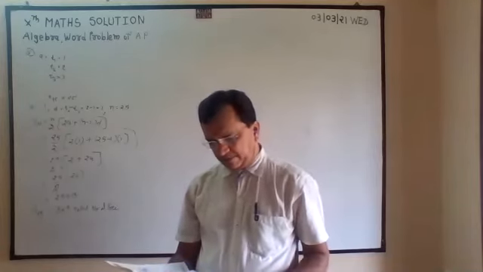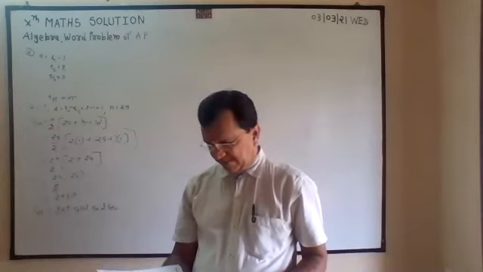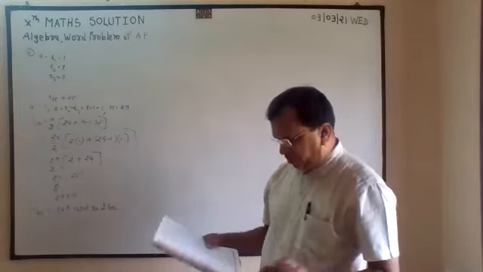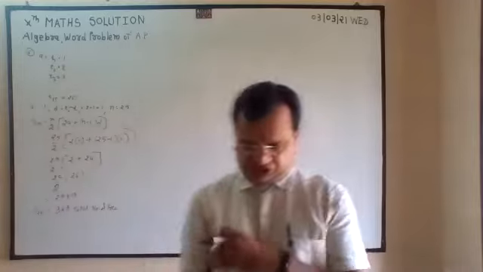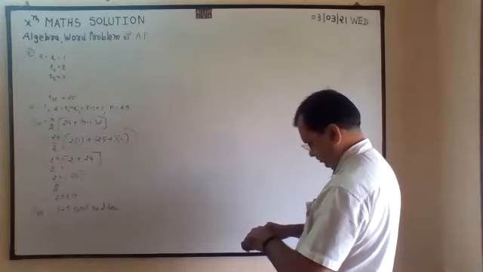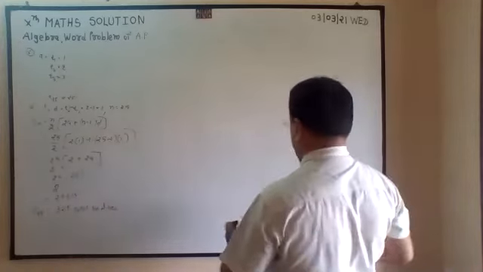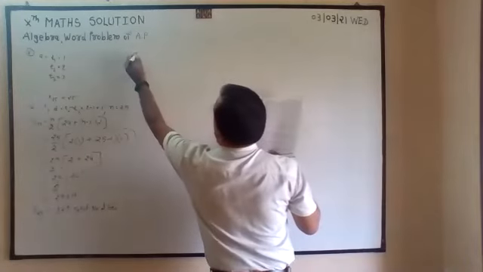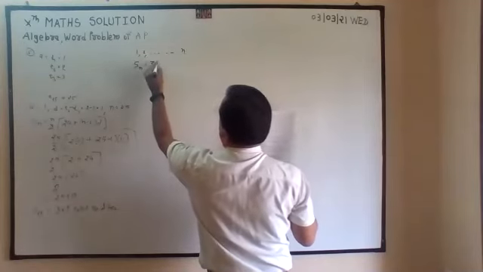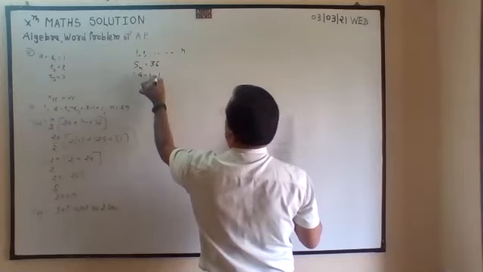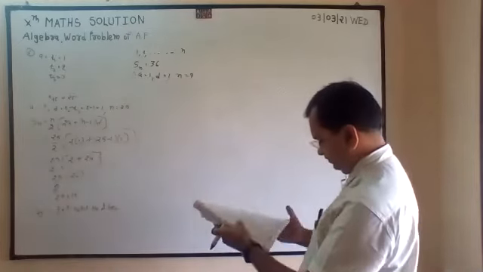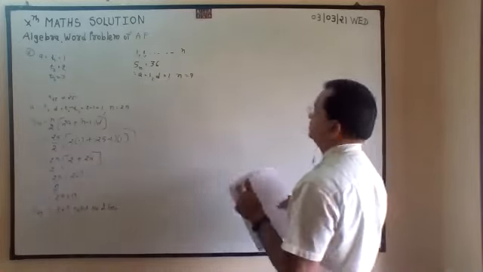Among this, sum of 1 to n natural numbers is 36. One, two, up to n. In Sn it is given 36. Therefore, a is equal to 1, difference also 1, n is equal to the question. Mark this, very important question.